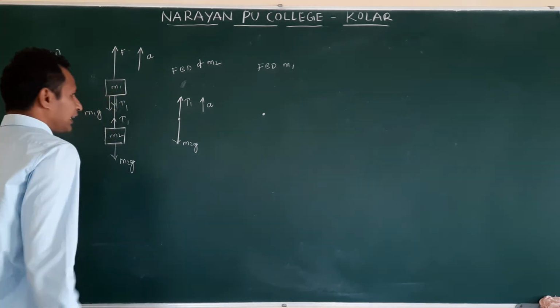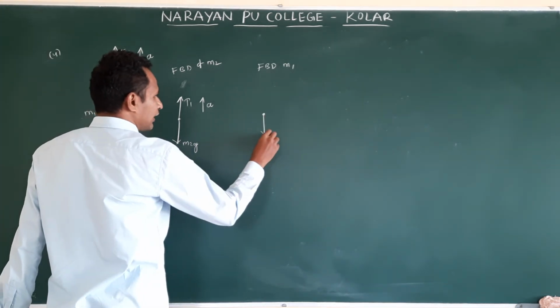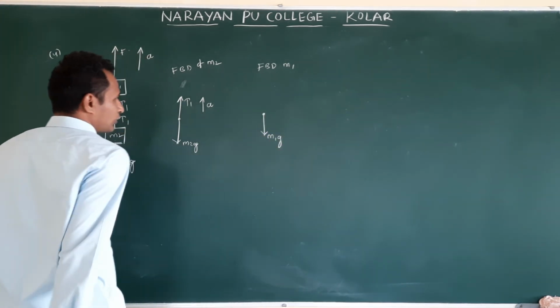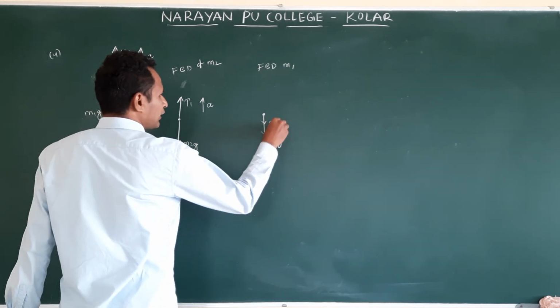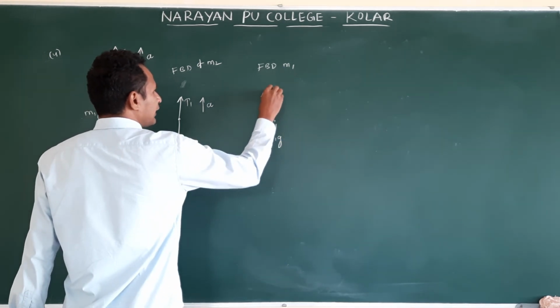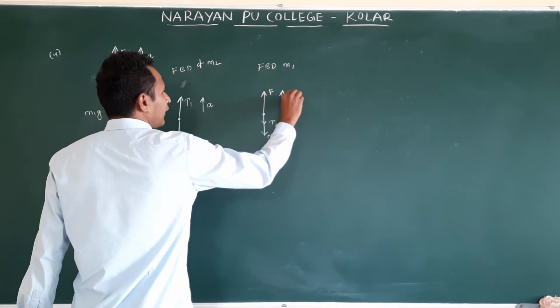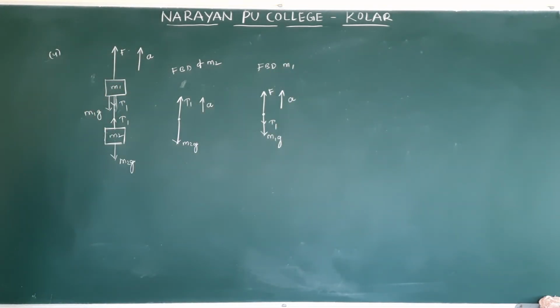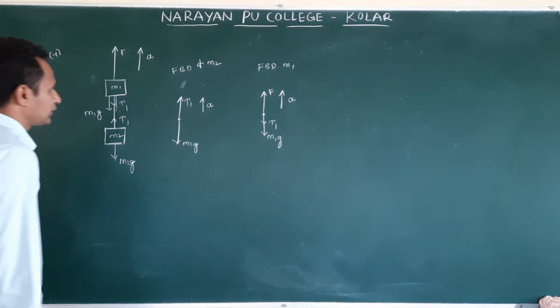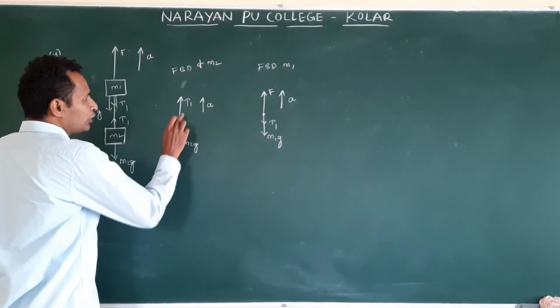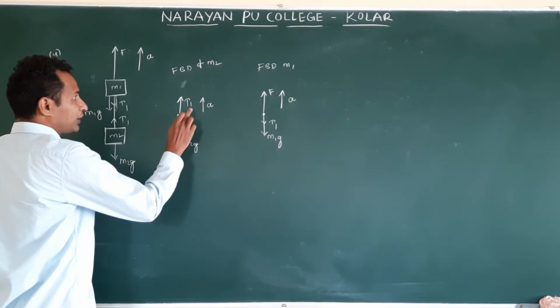What forces are acting? Weight on the first, M1G, acting downwards, T1 also acting downwards, applied force acting upwards, and it is accelerating up with A. Okay, now frame the equations. Clear? Which is dominating? T1 is dominating because it is going up.